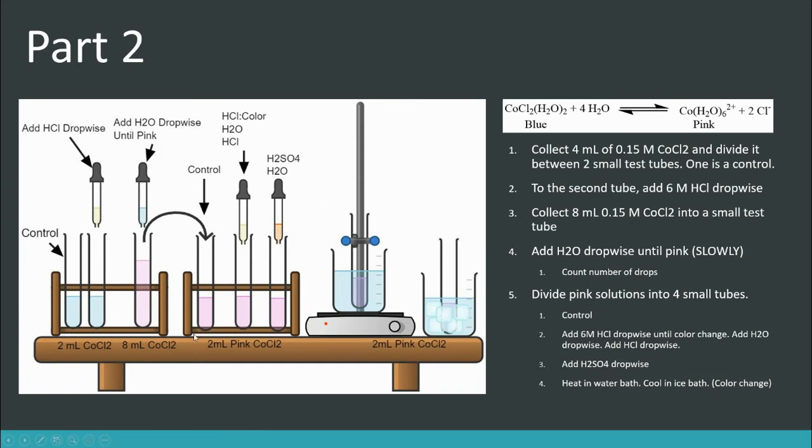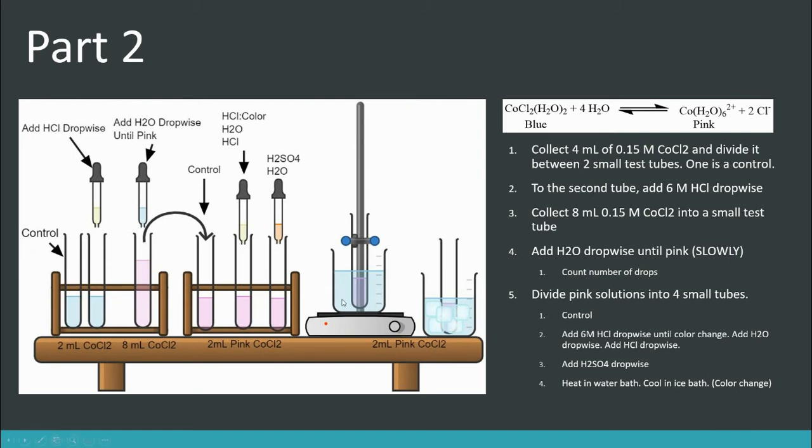So your first one's going to serve as a control. Your second one, you're going to add hydrochloric acid dropwise until we see a shift to pink. Then we're going to add more water. And once we see another shift, we're then going to add more hydrochloric acid again until we see another shift in color. In our third tube right here, we're going to add sulfuric acid dropwise. And then we'll add water again to see another color shift.